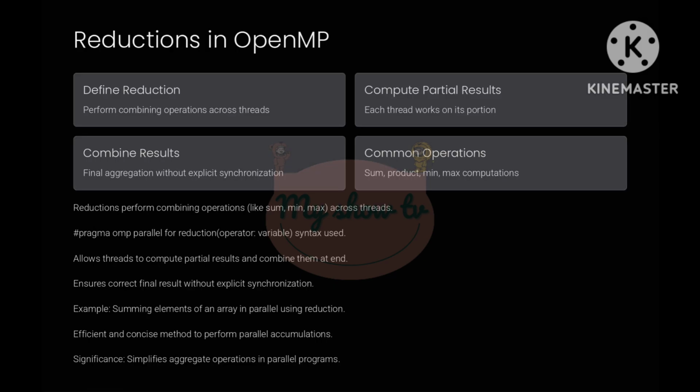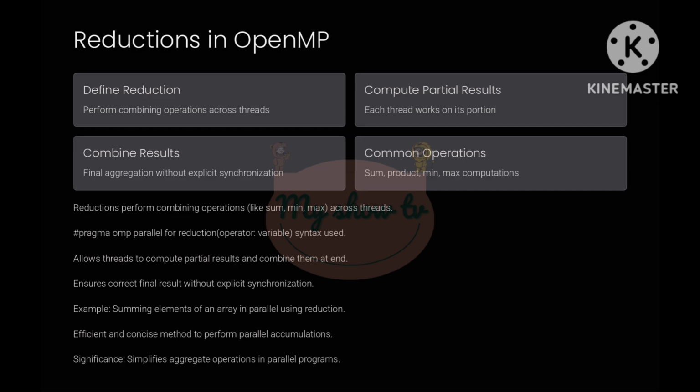Slide 6. Reductions in OpenMP. Reduction is a special technique to combine results from different threads safely. For example, when you want to sum all elements of an array using multiple threads, each thread adds a part, and the total sum is combined automatically. In OpenMP, we use pragma omp parallel for reduction(operator:variable) for this. Operator can be sum, plus, product, max, min, etc. Reduction makes sure that each thread works independently on its piece and OpenMP takes care of combining them efficiently. This avoids the need for explicit synchronization.